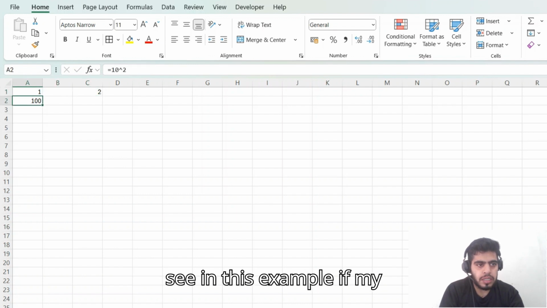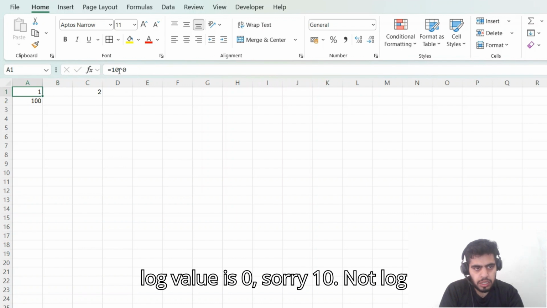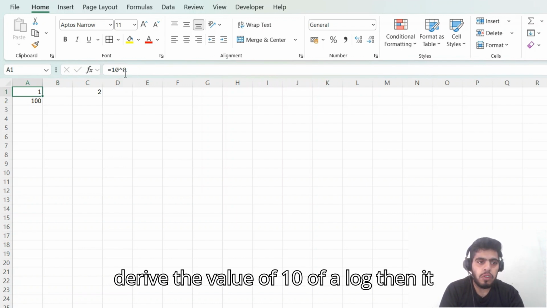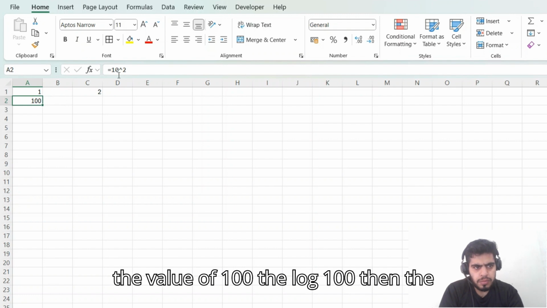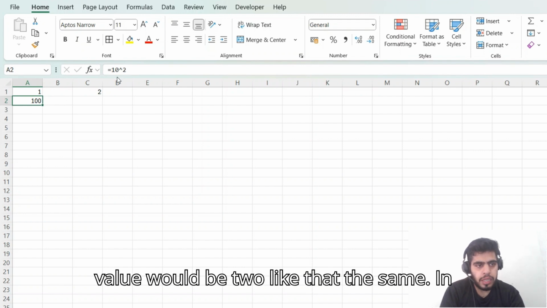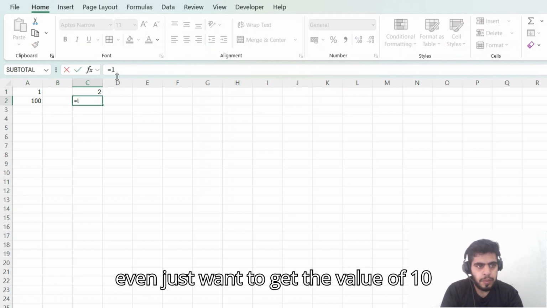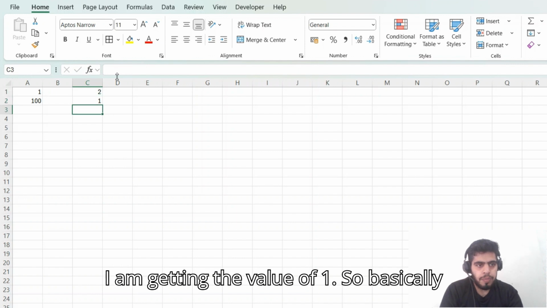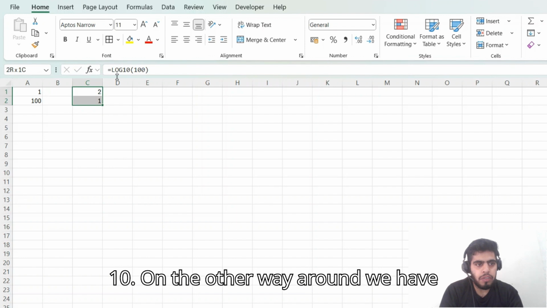If you see in this example, if I want to derive the log of 10, then it would be 1. And if I want to get the log of 100, then the value would be 2. In the same example, if I just want to get the log of 10, I'm getting the value of 1. So basically, whatever number we get here would be the power of 10.